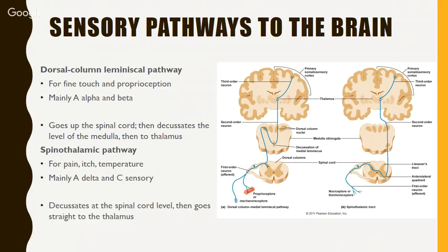So it goes up to the medulla, and that's where it crosses over, and then it goes up to the thalamus. That's how I remember it. Also, the way I remember it is this dorsal column lemniscal pathway sounds really complicated, and therefore it is complicated. It has a more complicated pathway, and it has the more complicated sensation.